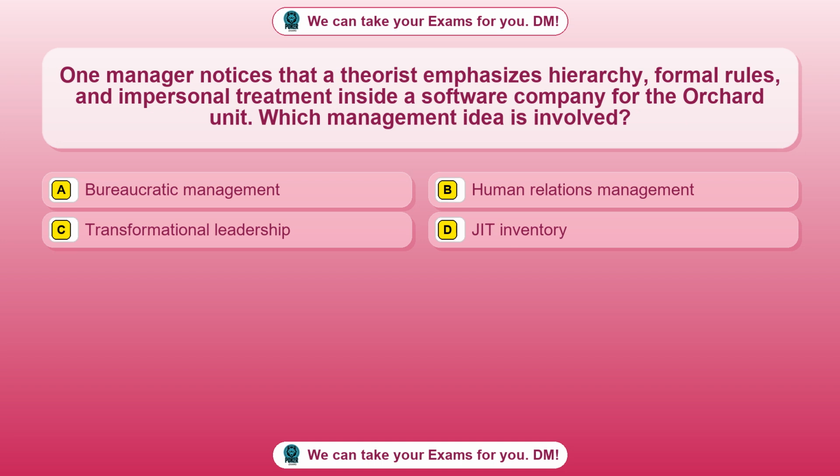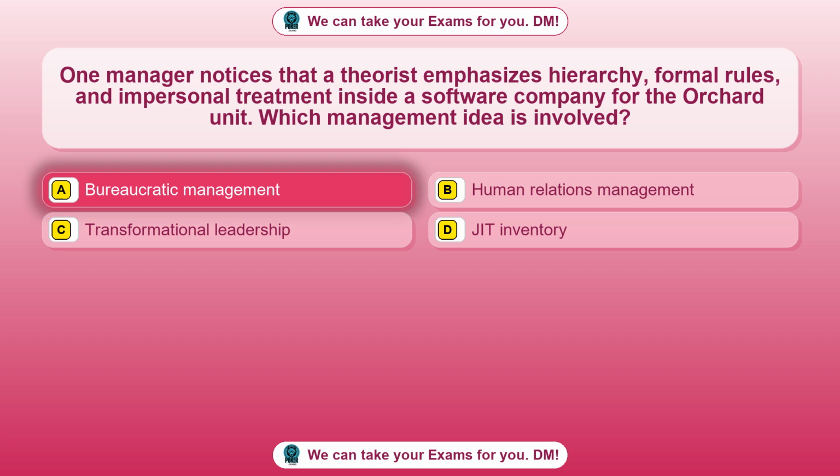Question 54. One manager notices that a theorist emphasizes hierarchy, formal rules, and impersonal treatment inside a software company for the Orchard unit. Which management idea is involved? Option A, bureaucratic management. Option B, human relations management. Option C, transformational leadership. Option D, JIT inventory. The correct answer is option A, bureaucratic management.